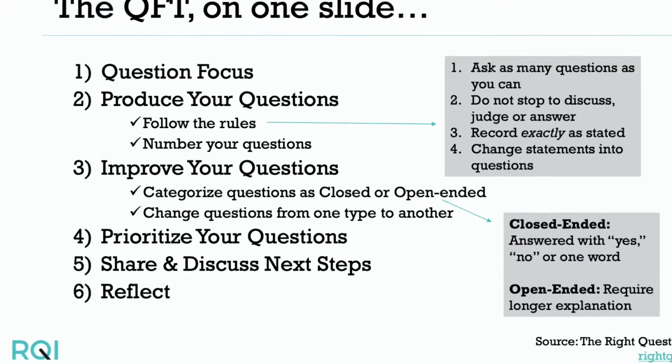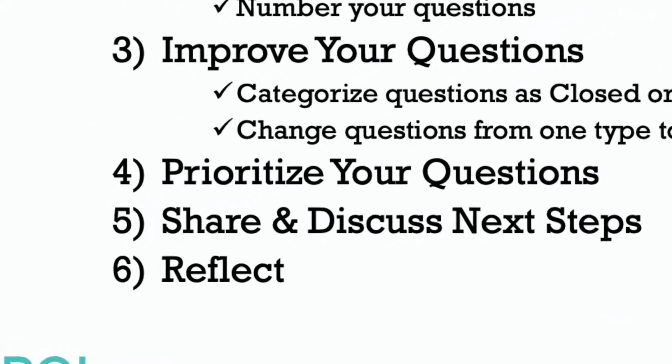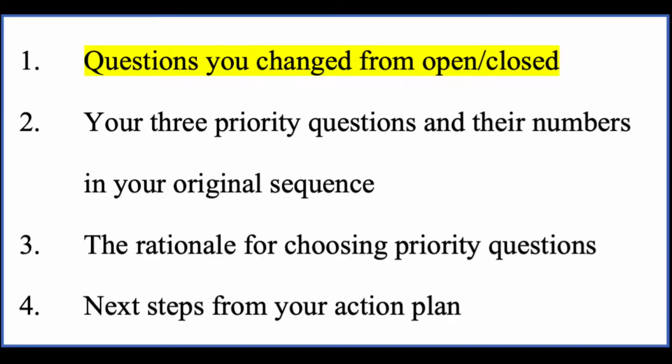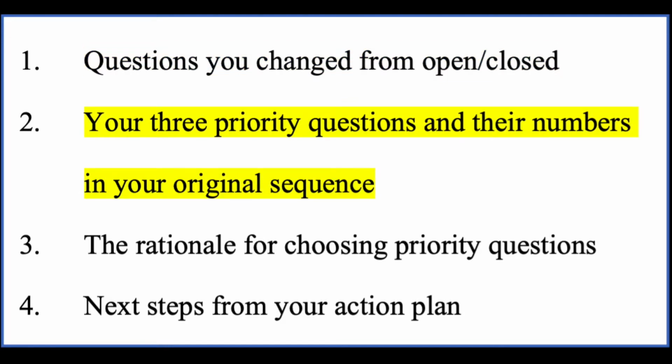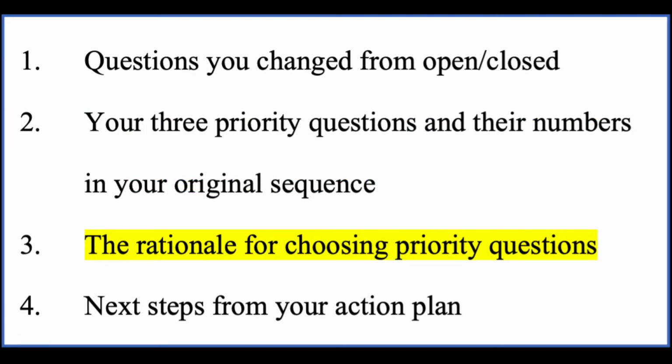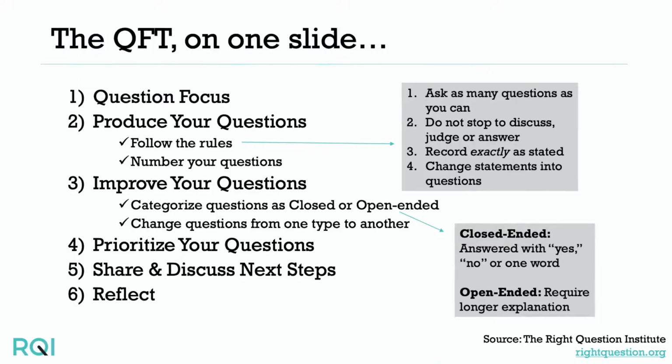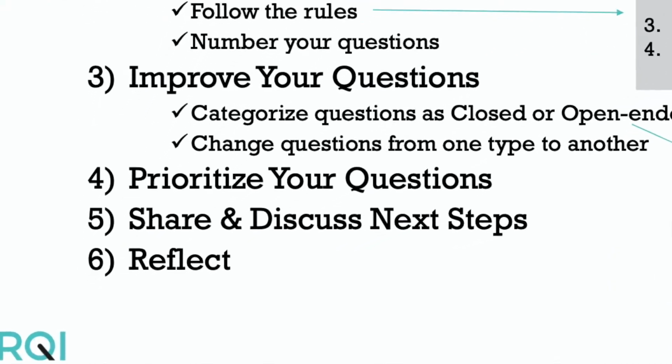The last step of the strategy component is to have students share what they have done. Sharing could consist of 4 steps. Questions you changed from open to closed. Your 3 priority questions and the numbers in your original sequence. The rationale for choosing the priority questions. Next steps from your action plan. The last step is to have students reflect on their learning by thinking about what they've learned and how they learned it.